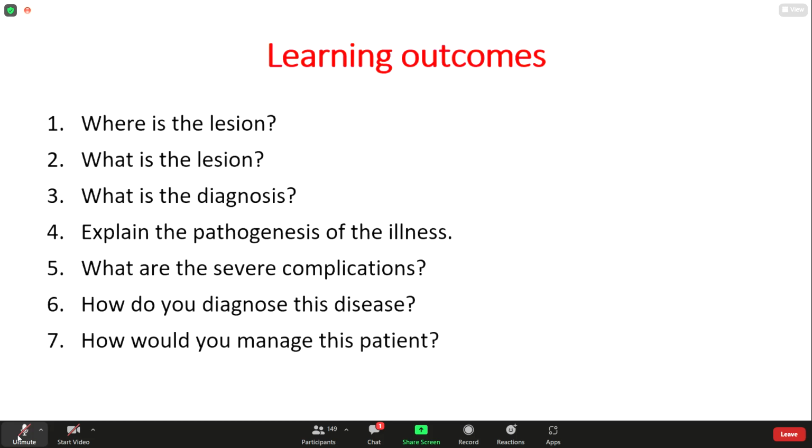How would you manage this patient? We went through these 5 components, which you don't need to repeat. What is the prognosis? Majority will recover, 80% will recover, provided you don't let the patient go into a respiratory arrest or have a cardiac arrest due to autonomic dysfunction. Okay.